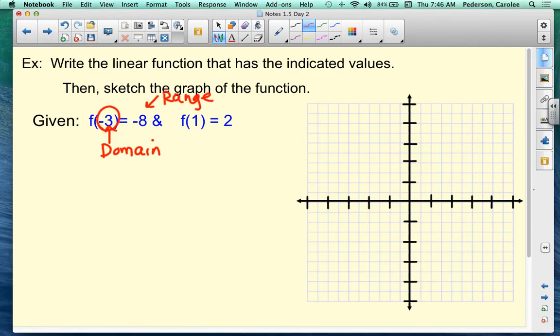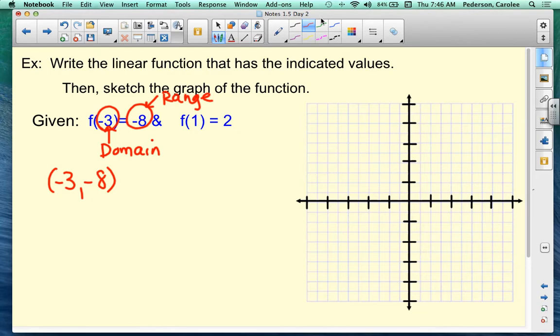So -3, -8. And over here, we have 1 and 2. So we could come over and graph it and identify that this is a linear function. So we'd have -3, -8, and over 1 up 2. And we'd have our graph. What we want to do is come up with what the function is.